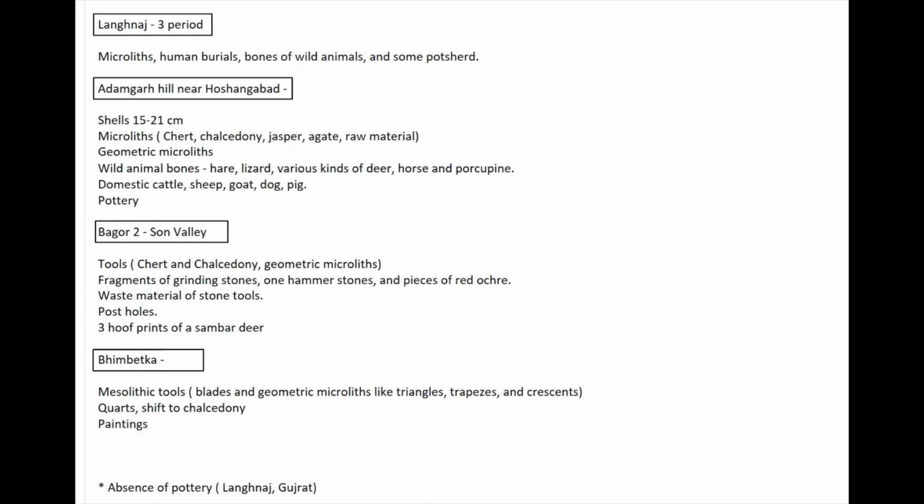So Mesolithic tools include blades and geometrical microliths like triangle, trapeze, crescents. Quartz was used in great deal in Paleolithic stage, but in Mesolithic phase there was a shift to chalcedony. Bhimbetka is famous for its Mesolithic paintings, which we will be discussing in the Mesolithic art in the next video.